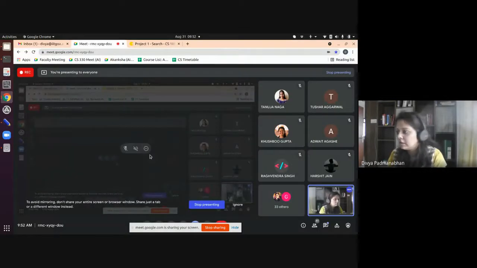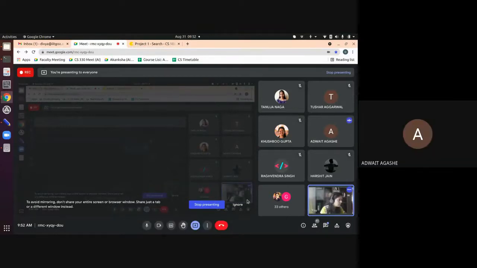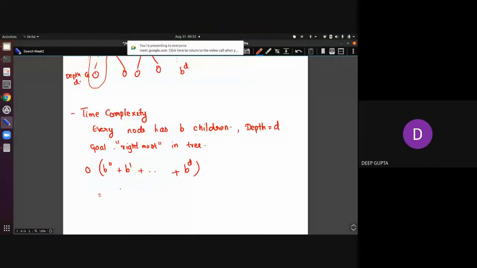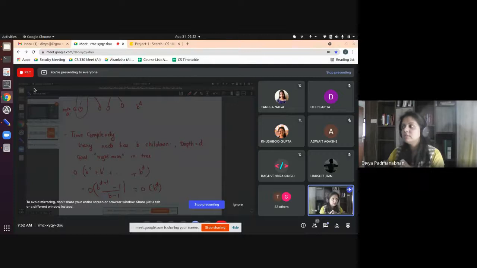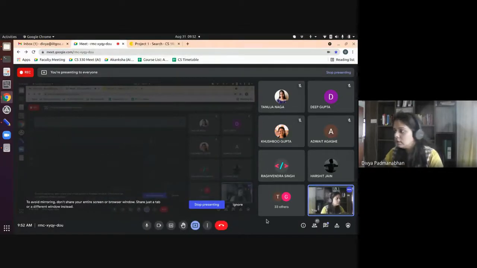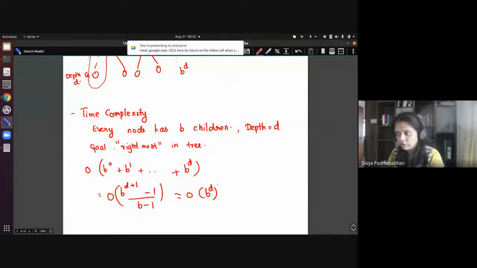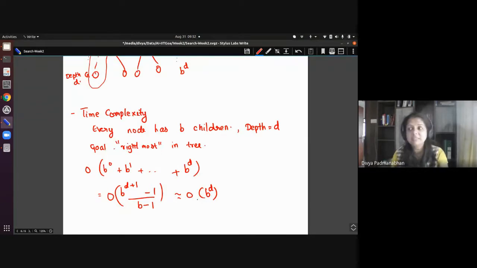Okay, am I audible? It is b raised to the power d plus 1 minus 1 upon b minus 1. Yes, b power d plus 1 minus 1 by b minus 1. So this is order of this, and this is roughly order of b power d. I hope you all remember the order notations that you learned. So that's why this is order of b power d. In that sense, the time complexity is not very good in the worst case because it can be exponential.